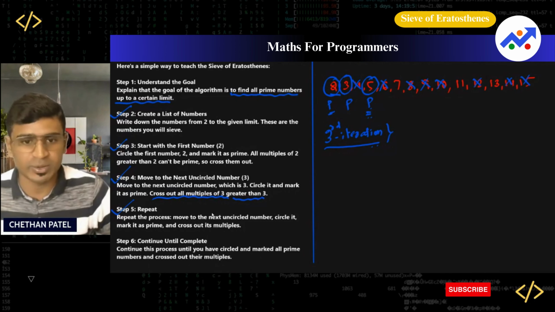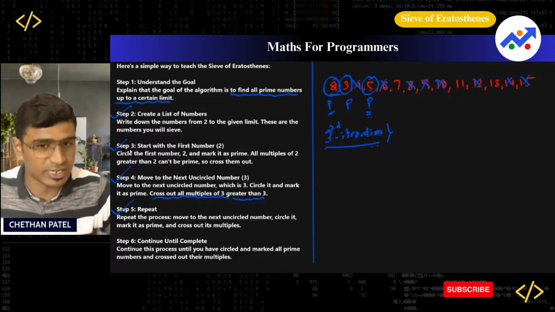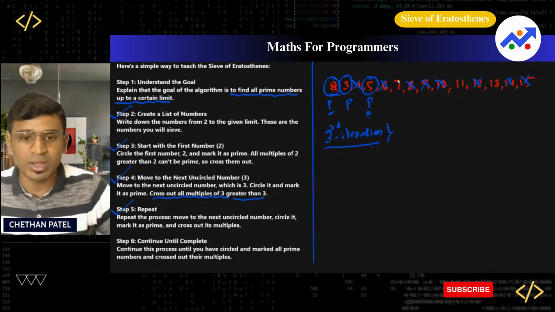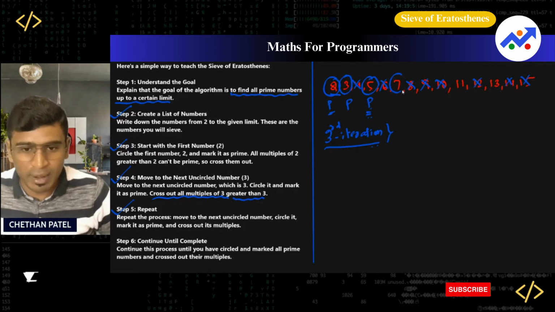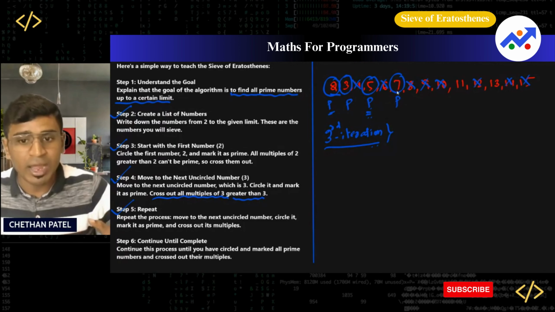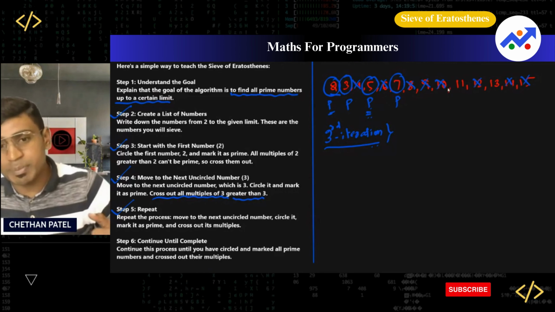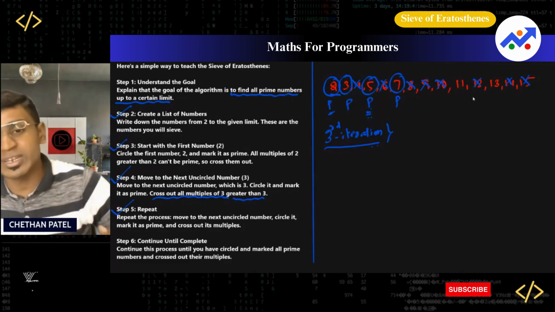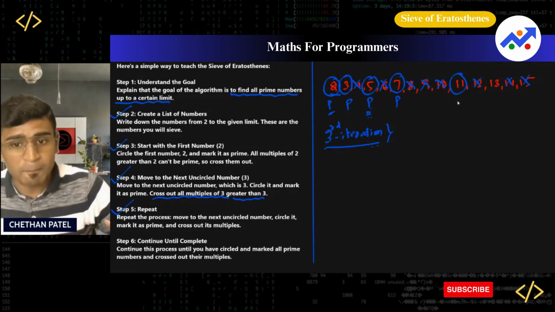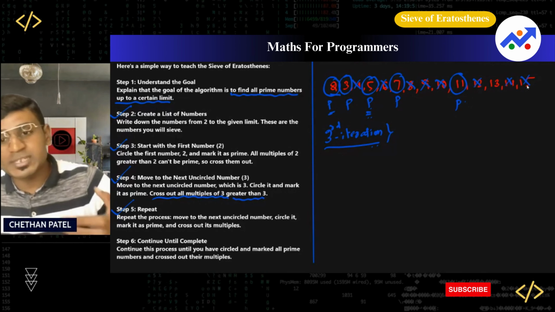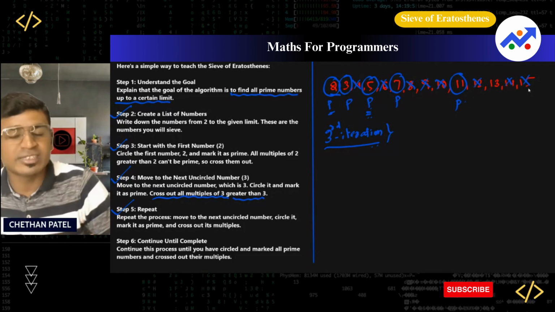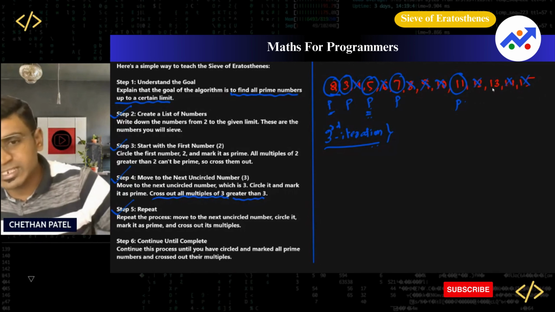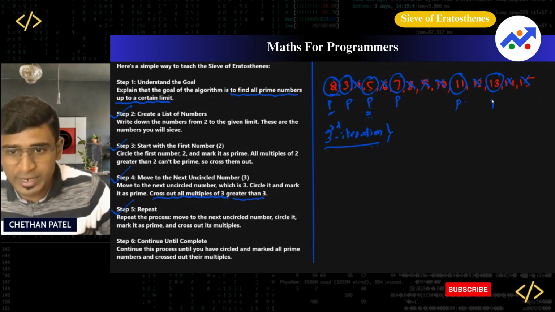Now we need to continue this process until you have circled and marked all the prime numbers and crossed out their multiples. So we do the same step, which is step 3: move to the next uncircled number, which is 7. I will circle it and mark it as prime. The multiple of 7 available to me is 14, which is already crossed out. Then move to the next uncircled number, 11, and mark it as prime. The multiples of 11 are not present, because the limit is up to 15. Next, move to the uncircled number 13, circle it and mark it as prime.